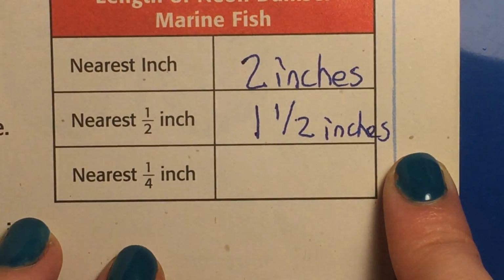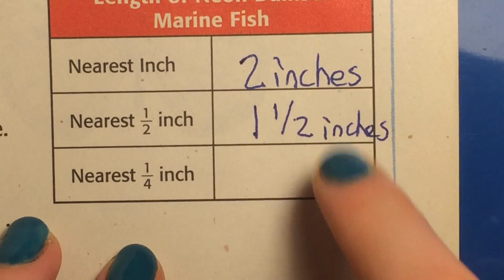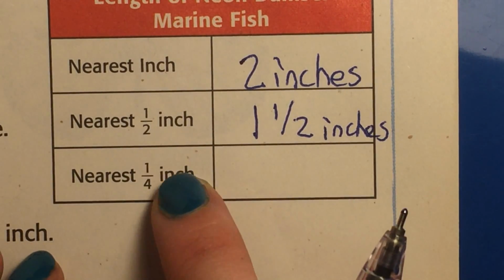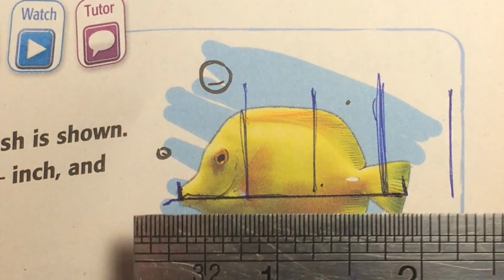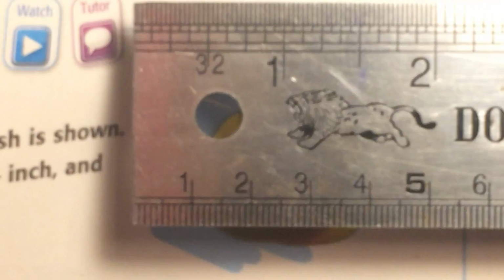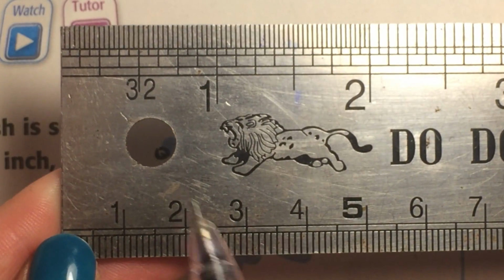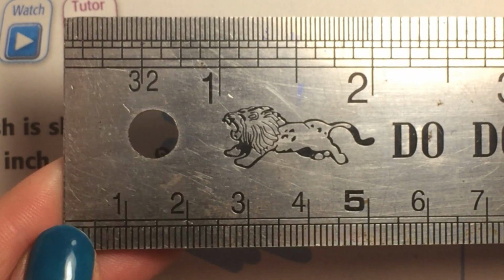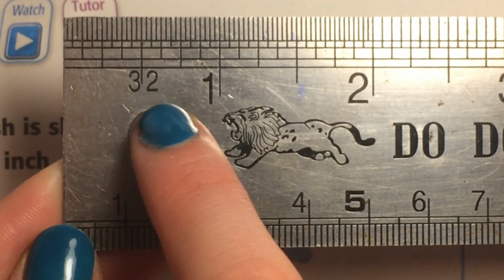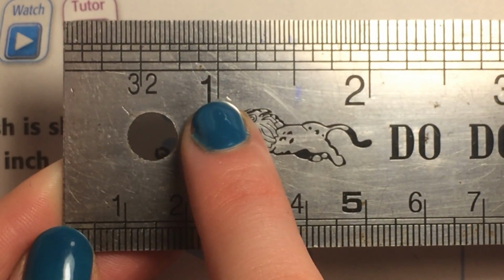One and a half inches, okay? All right. But now we're looking nearest quarter inch. So that means we're going up by a quarter inch. Okay, let's see. Where are my quarter inches? So if this is a half, then this is a quarter. So this would be 1/4, 2 quarters, 3 quarters, a whole.